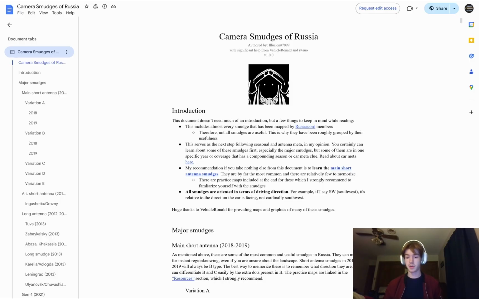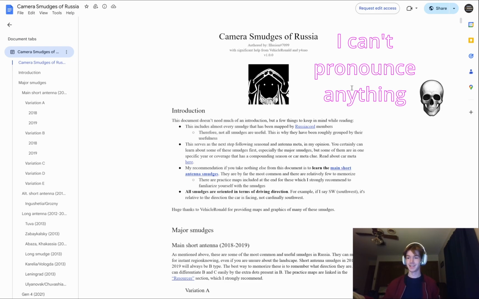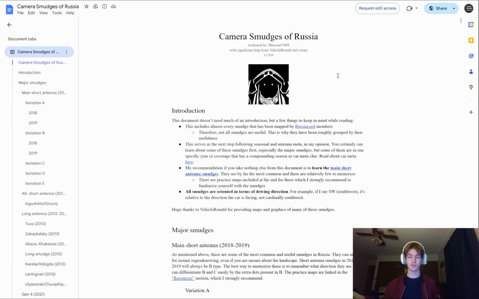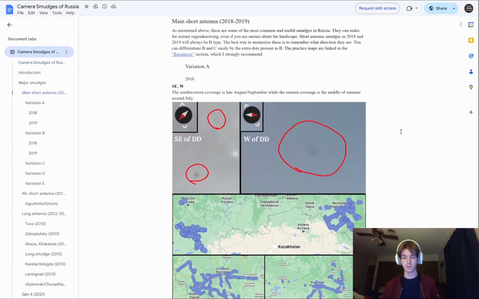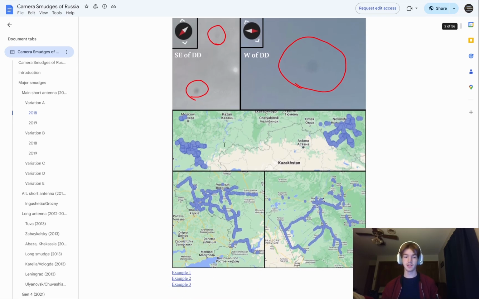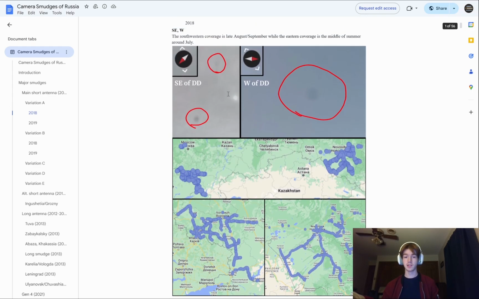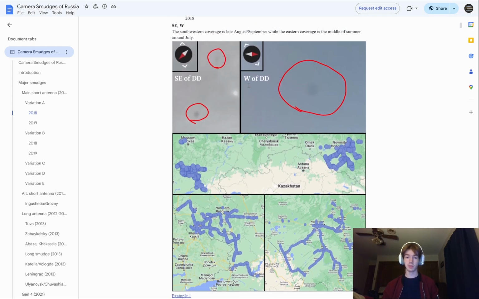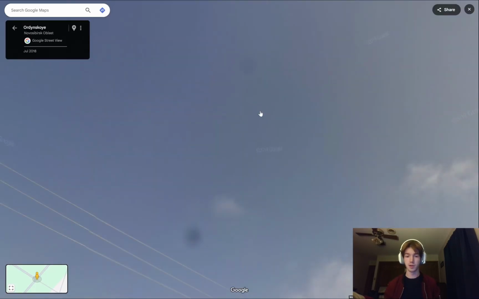All right, now to talk about those elusive camera smudges. So we're on the Camera Smudges of Russia doc made by Illusion with significant help from Vehicle Ronald and Y4Suo. But yeah, thanks to those individuals for creating this doc. It's definitely very helpful. So the first one we have is, generally speaking, only in the Ukraine border cluster and the Novosibirsk cluster. And so obviously, when you look at this, you're like, oh God, what is this? I'll show you exactly how to differentiate this from other smudges.